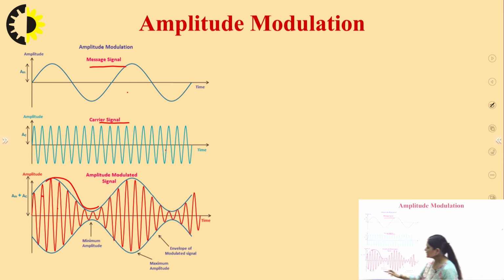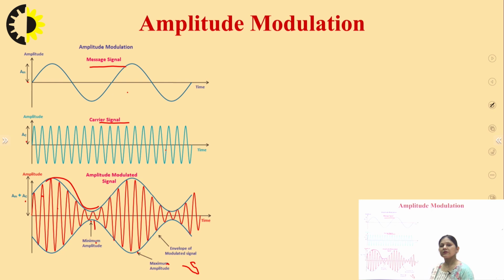Now in this modulated waveform, the amplitude will be AM plus AC, that is the addition of message amplitude plus carrier amplitude. So all the instantaneous values of the modulated signal will be a combination of message plus carrier signal. You can see this point shows the minimum amplitude, this one is the maximum one, and this blue line shows the envelope of the signal. So this is the amplitude modulated wave.